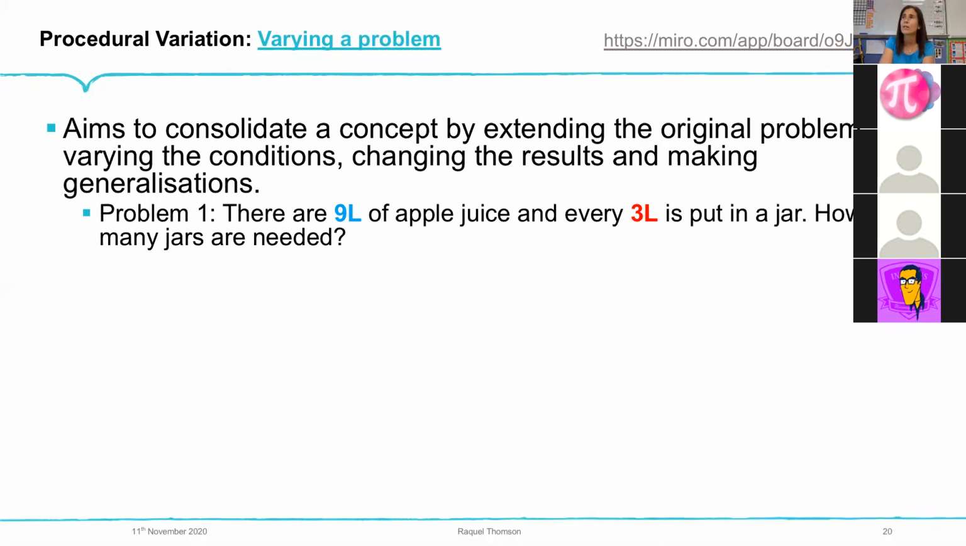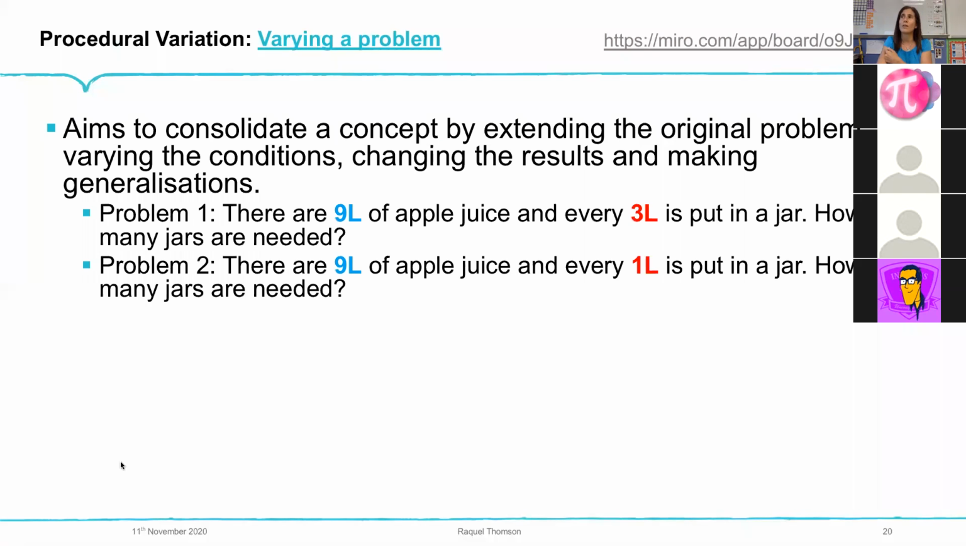So if I had, for example, problem 1, there's 9 liters of apple juice and every 3 liters is put into a jar. How many jars are needed? That's quite an easy one to do. Then the next question might keep the 9 liters there and ask, but what if it was 1 liter instead of 3? How many jars are needed now? Still something that I think most children would be able to access because we're talking about whole numbers, so not a problem at the moment.